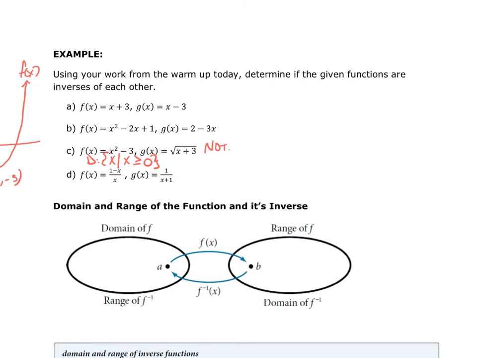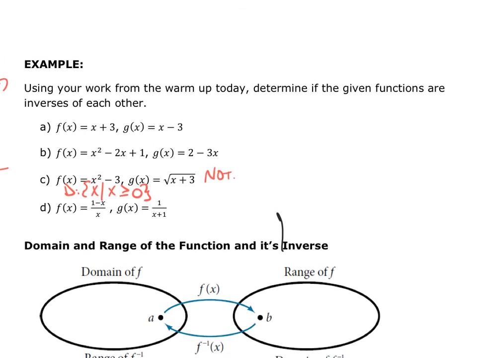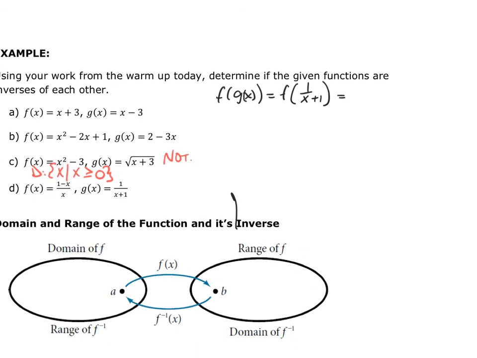Okay, so let's look at D now. So let me bring this down here. When we take a look at D, I'm going to do f composed with g of x, which is f of 1 over x plus 1, which is equal to 1 minus 1 over x plus 1 over x. Now I'm going to look to see what the lowest common denominator of all my fractions is within my nested fraction. My lowest common denominator is x plus 1.